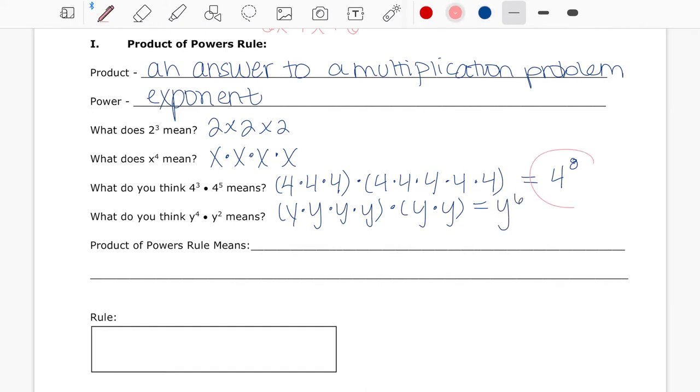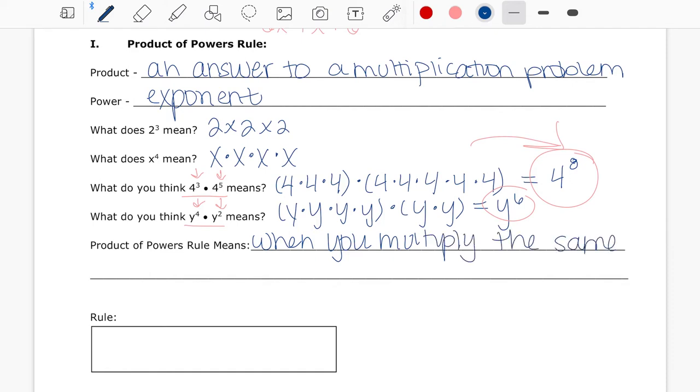So when you take a look at the answers and the problems, notice that the simplified version came from adding the 2 exponents together. This is where we get our first product of powers rule. What this means is that when you multiply the same base, you add the exponents.